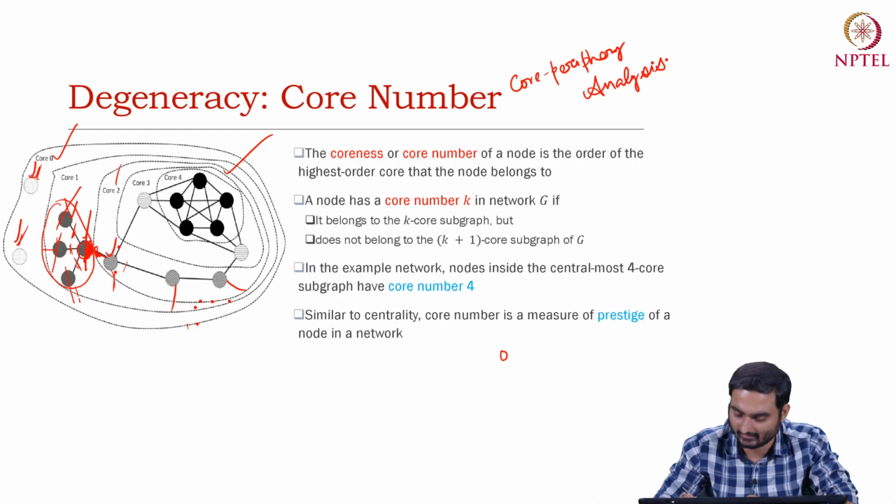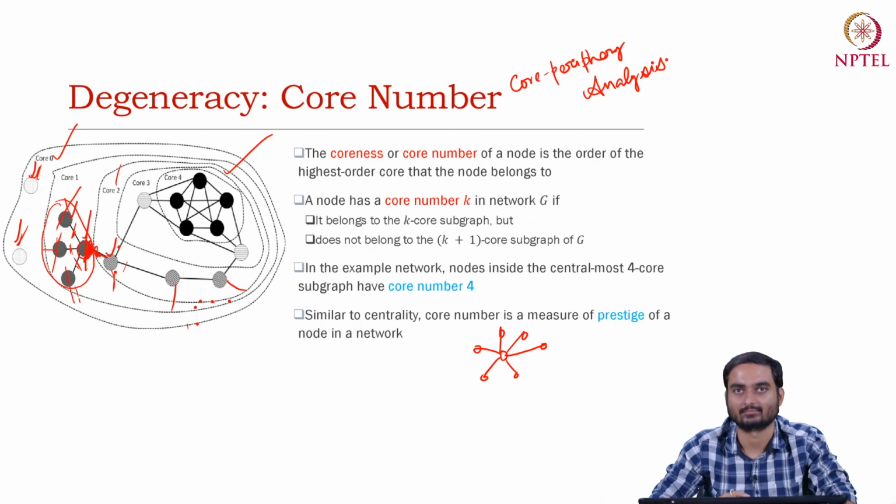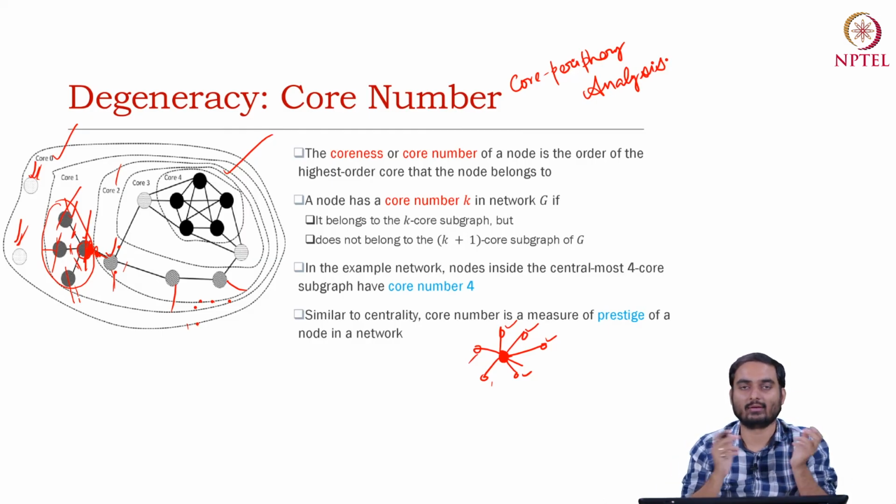Let's look at this one. So what is the core value of this node, the central node? The core value of the central node is 1. Why? Because although it has a lot of degree, if you remove the 6 peripheral nodes, you will see that this node will become isolated. You will also need to remove that. So degree and coreness may not be correlated. Sometimes they are correlated, but they may not be.